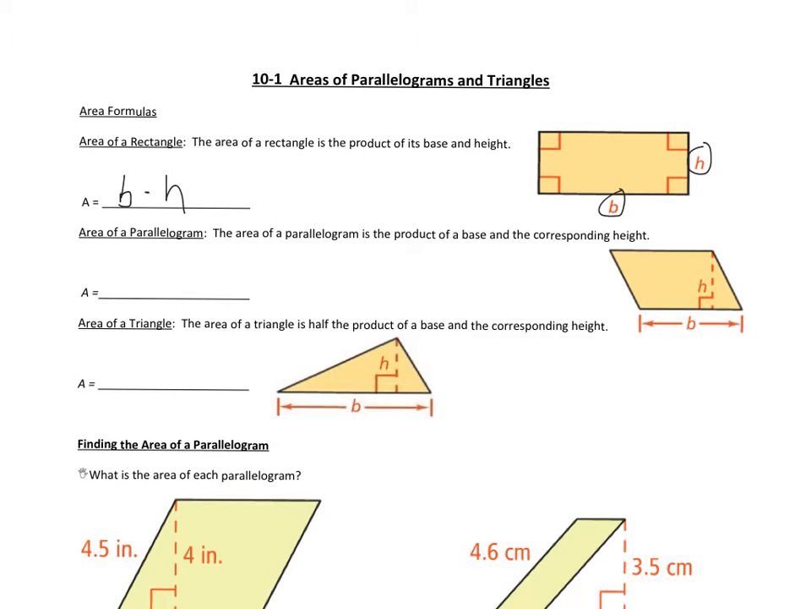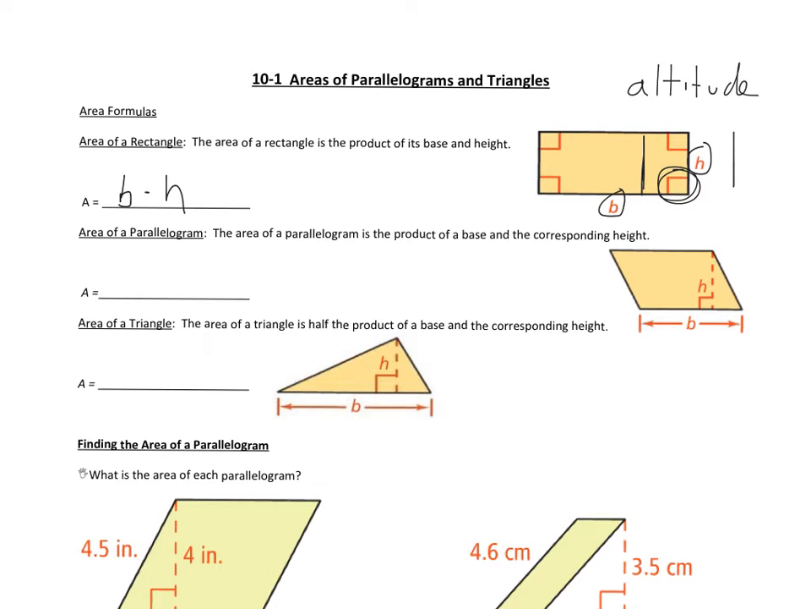Base times height. Now, there's something important to note about height. Height is sometimes also referred to as altitude, okay? And what altitude actually means is from that base, how tall is it at a 90-degree angle, okay? So it's important that it's a 90-degree angle.